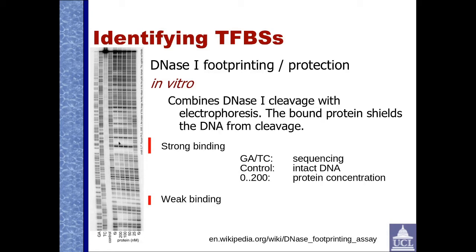So what we see here is that there's a whole set of bands that are missing compared with the controls at either end where we don't have the protein present. And we see that here as well. And we see it across all the different concentrations of protein, indicating that this is a strong binding site. In this case, we have some loss of bands, this one in particular here, at the higher concentrations of protein. So this indicates a weak binding site.